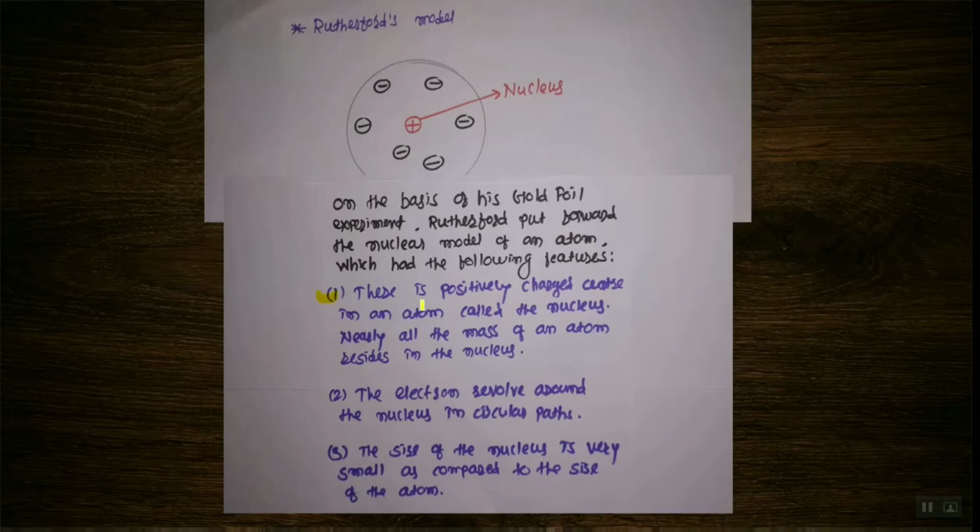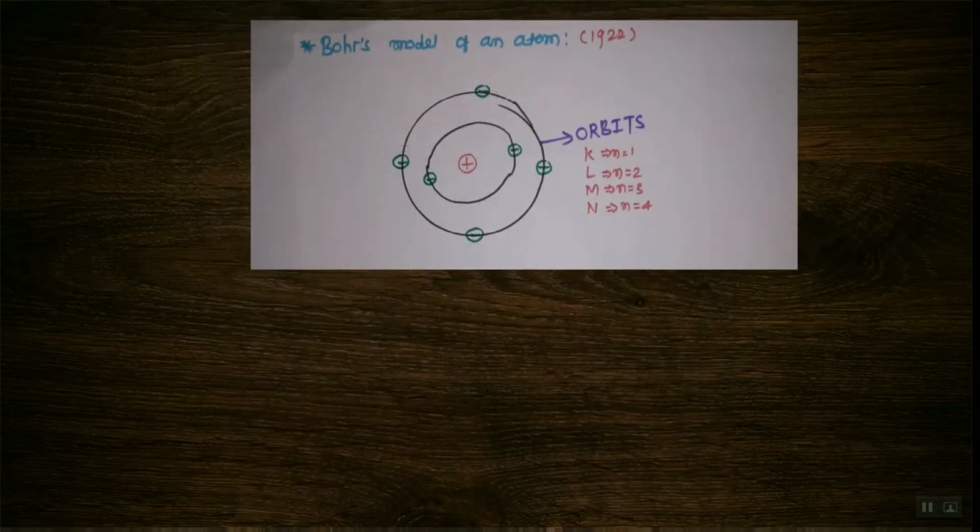The first one: there is a positively charged center in an atom called the nucleus. Nearly all the mass of an atom resides in the nucleus. The second postulate: the electrons revolve around the nucleus in a circular path. And the third postulate: the size of the nucleus is very small as compared to the size of the atom. This is the Rutherford model.